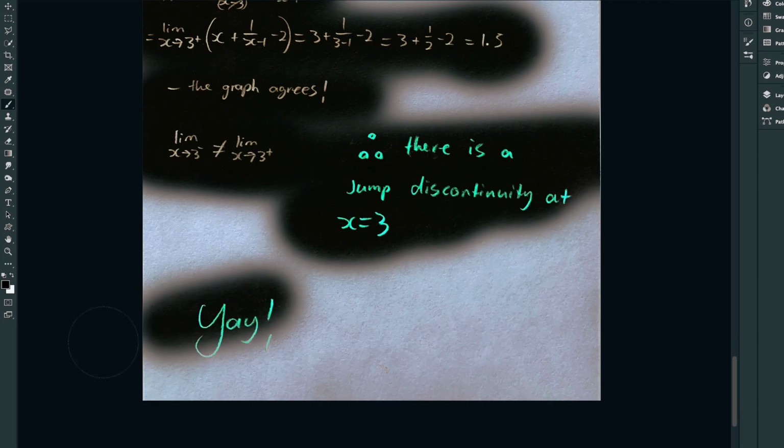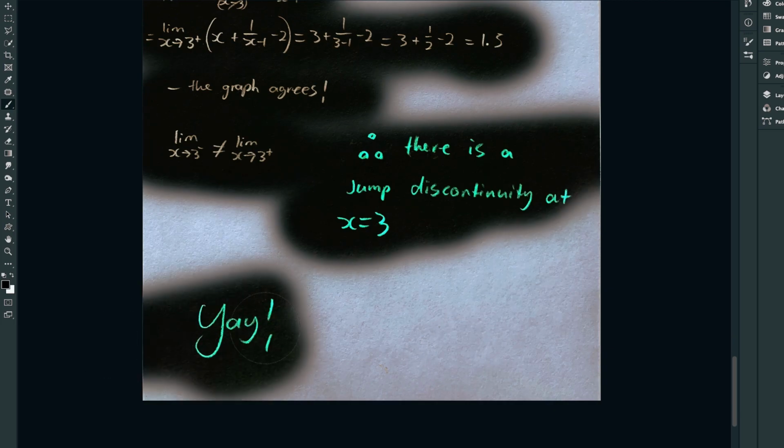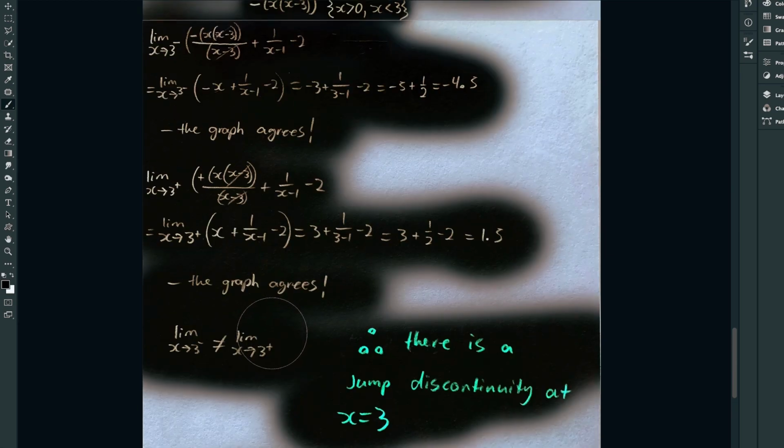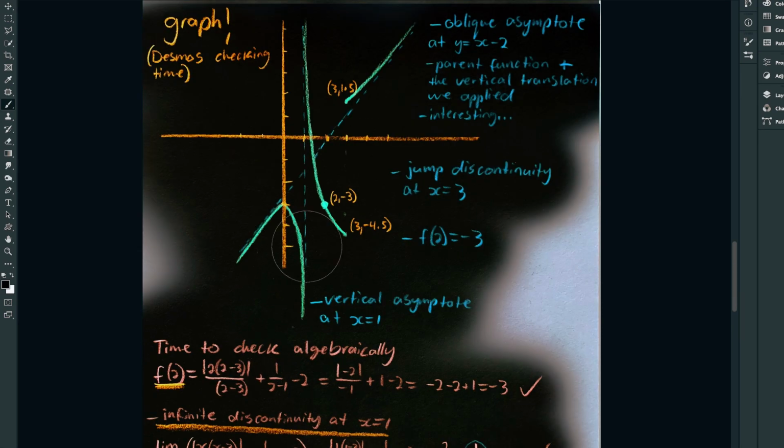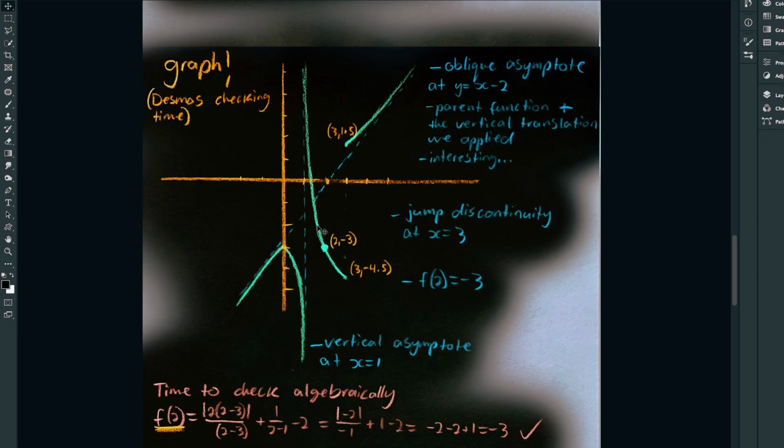Yay! Alright, so that's it. My function met all the things that I wanted it to meet, and I first proved this by looking at the graph in Desmos and making sure it worked. I drew it out here, and then I checked algebraically using limits to make sure that it worked that way as well.